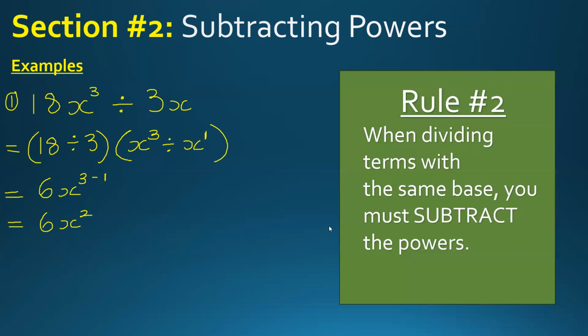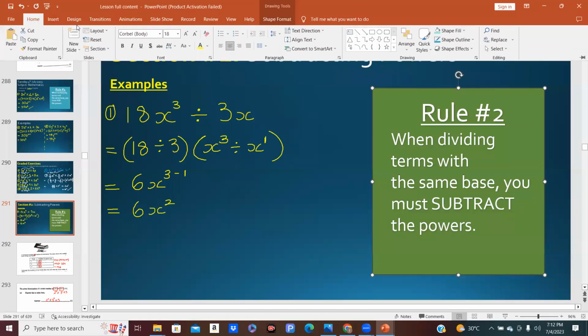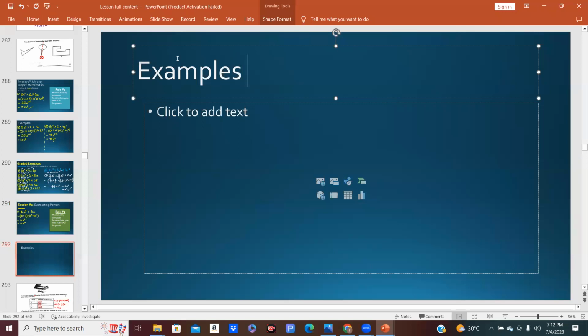Okay, so this is the next rule. When you are dividing two terms that have the same base, you subtract the powers. So x and x have the same base, so we're going to subtract the powers, 3 minus 1. And we do the same thing with the numbers, we just group them. I'm gonna do one more example, or maybe 2 more, and then we're gonna go to our exercises. For this one, you have to know how to divide.